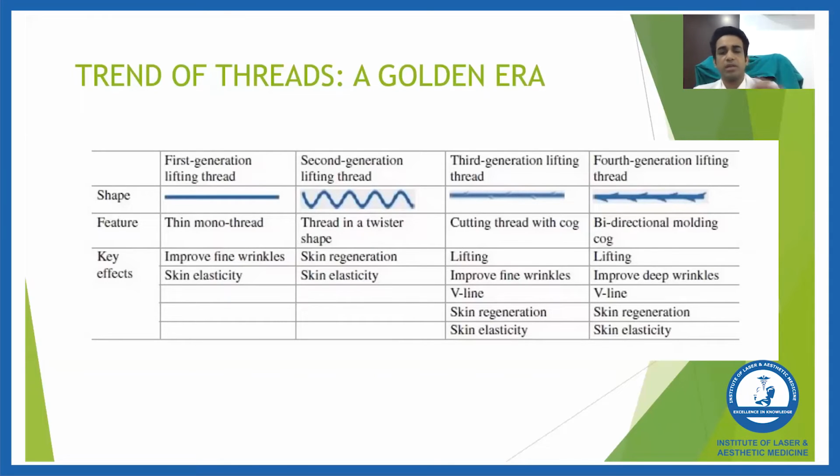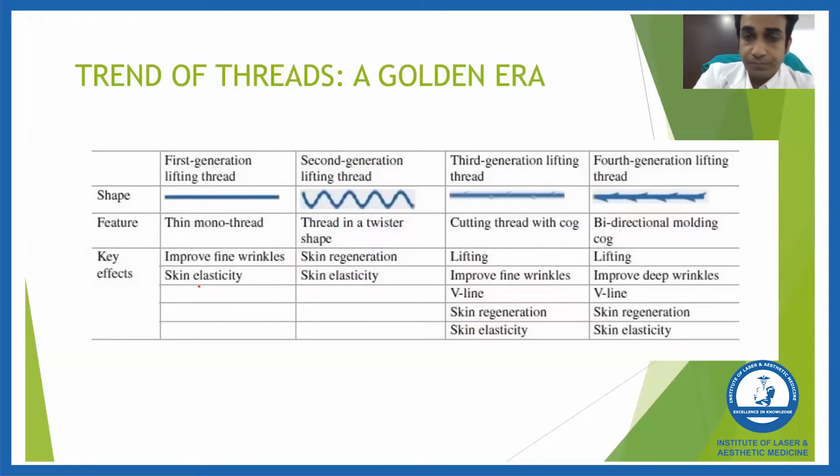I'm just trying to tell you these are the 4 generations. You can quickly click a picture or a screenshot. If something is spiral, what is it doing? It is increasing the surface area by becoming spiral. Third generation has cutting threads with cogs. What do you think is it important for? You've seen a barbed wire; if you pull it across your skin, it is going to hook through the mask layer and pull it. Fourth generation will be bidirectional.